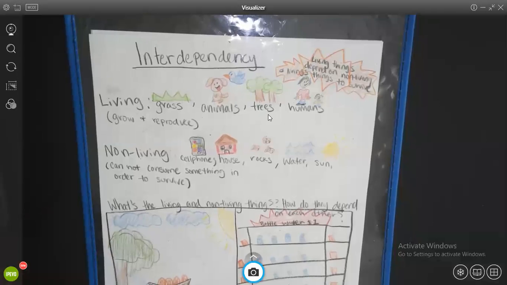This week we'll be learning about interdependency. Now we have gone over this topic before when we created our ecosystems. So this video will just be a review to help you with your assignment on Google Classroom.